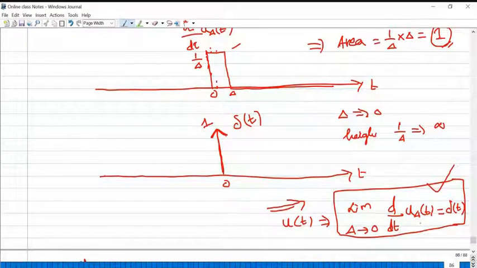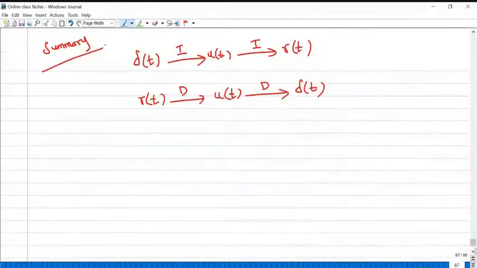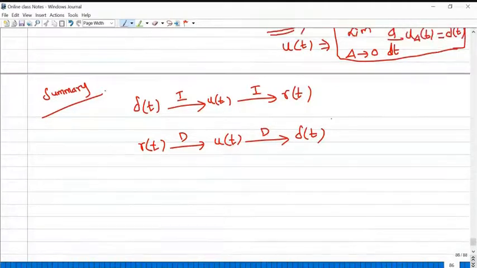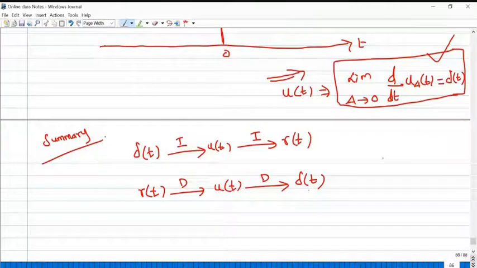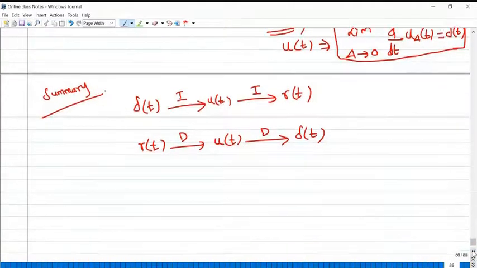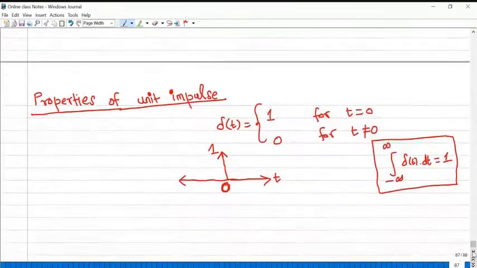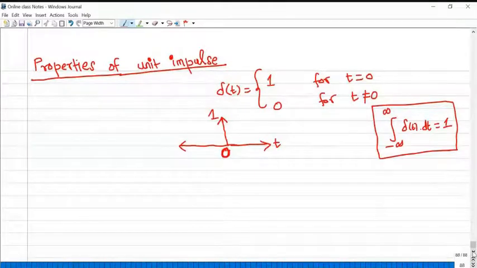So differentiation of u of t equals del of t, and integration of del of t is u of t. So we have summarized finally: integration from minus infinity to t gives you u of t, or if you differentiate u of t, with some approximation, you will get del of t. This relationship is very important from a theory point of view. In today's class, we will cover a few properties of the unit impulse signal, and then we'll start the classification of systems.